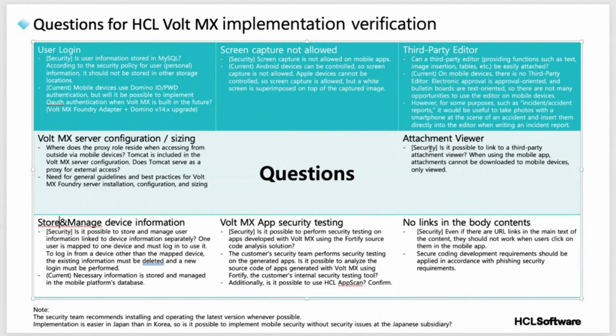Okay, so then the next one, I will go this way. No links in the body contents, even if there are URL links in the main text of the content. So which content are we referring to? I mean the workflow, the approval, how can I say that? The contents in the BBS, the contents in the parking registration application. So any kind of the contents, yeah.